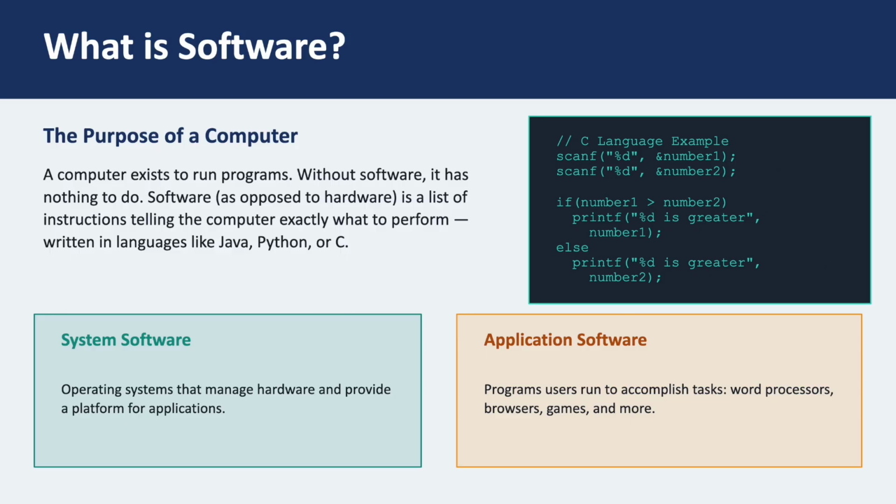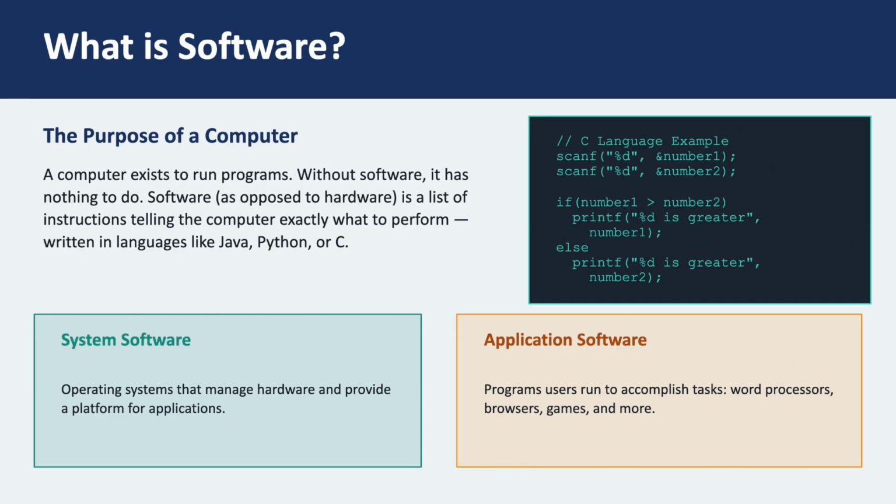These instructions are written in programming languages such as Java or Python, and they must be highly specific and detailed. For example, if you want a computer to accept two numbers from a user and determine which is larger, you cannot simply write "input two numbers and display the greater one." Instead, you must break the task into precise, step by step instructions forming an algorithm. In this example, scanf reads input, printf displays output, and if handles decision making.